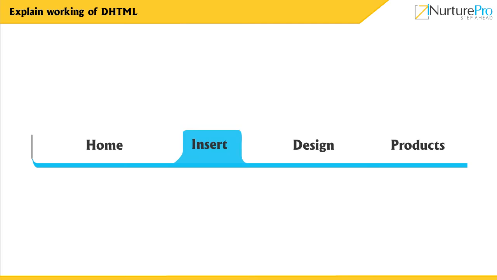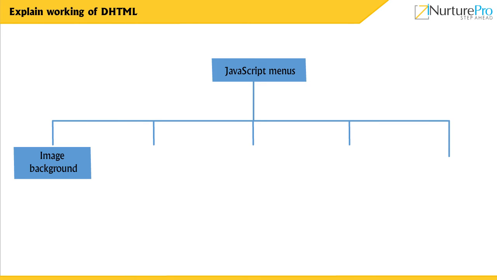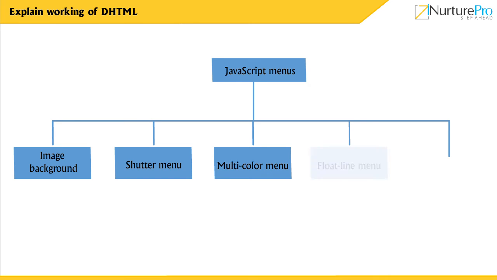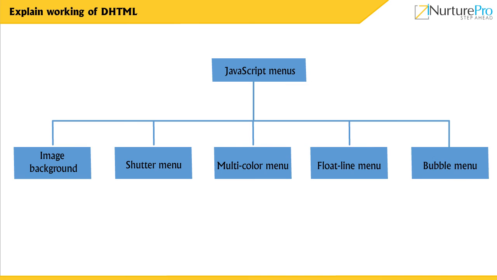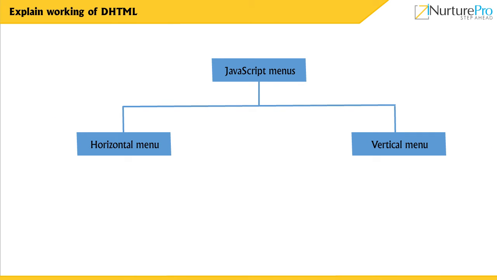The last programming element is menu. Menus can be created with JavaScript code. JavaScript menus are of different types such as menu with image background, shutter menu, multicolor menu, float line menu, and bubble menu, in which horizontal and vertical menus are important.